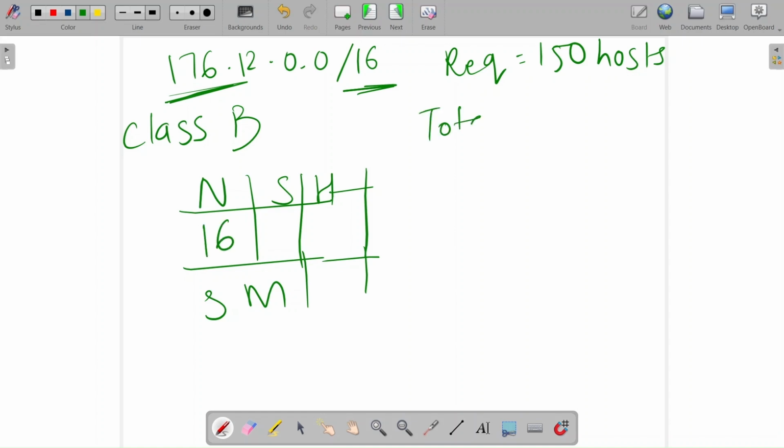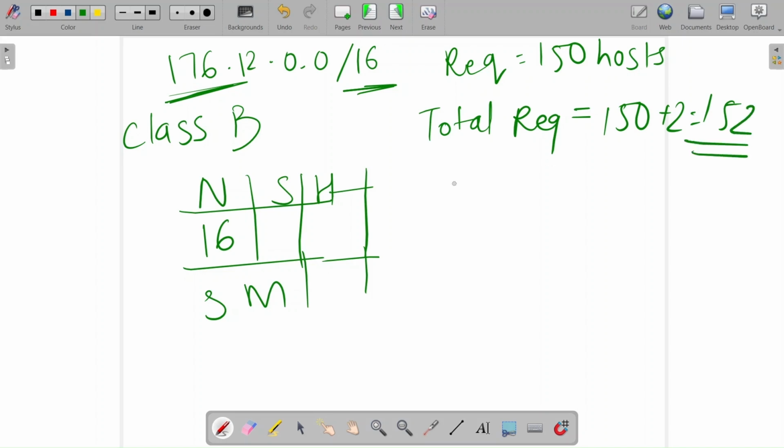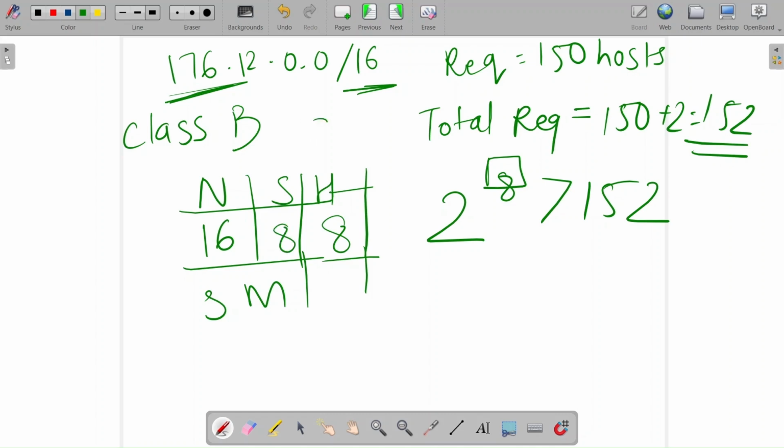Now remember, do not forget our total requirement will be 150 plus 2, which is 152. Then you will find the power of 2 which is greater than 152. What is the power of 2 greater than 152? Yes, it is 8. So we'll get 8 host bits, and the subnet bits would be 8, because remember, 32 bits is the total, so you just have to subtract. It's basic arithmetic, nothing more. Subnet mask would be 16 plus 8, which gives us 24. There, we're done with our table.